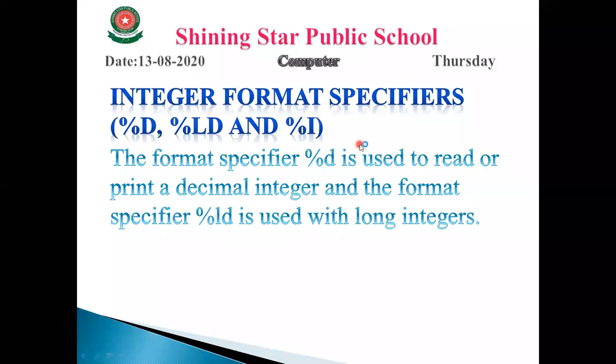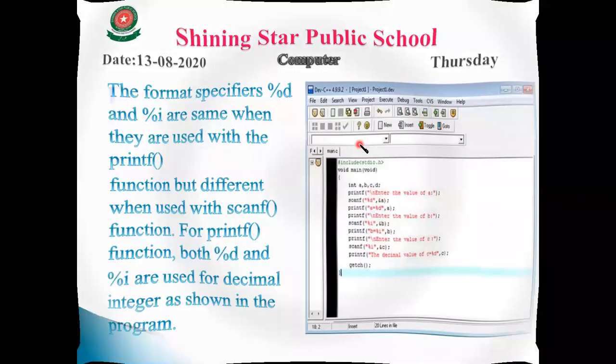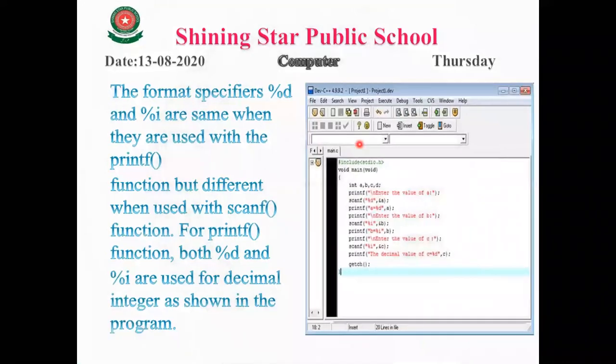When we use the %d, it means we have to take the data from the user in the decimal integers. And when we use the %ld, it means we take the long integers. And when we use the %i, it means we have to take the integers. Okay, now let's take an example of %d, %i.